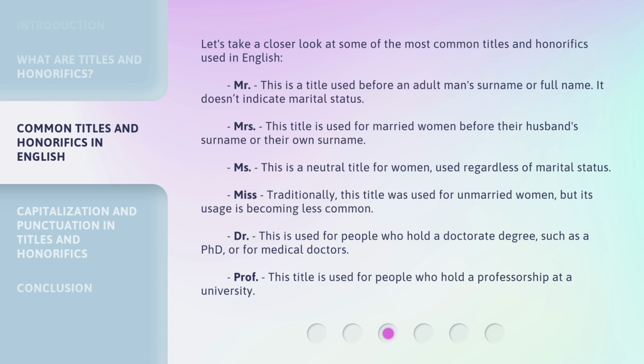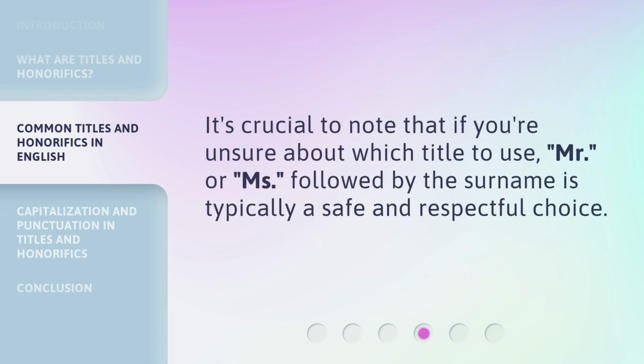Doctor. This is used for people who hold a doctorate degree, such as a PhD, or for medical doctors. Professor. This title is used for people who hold a professorship at a university. It's crucial to note that if you're unsure about which title to use, Mr. or Ms. followed by the surname is typically a safe and respectful choice.